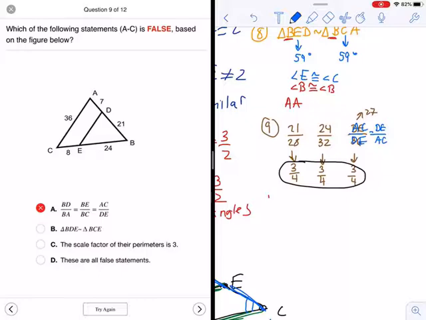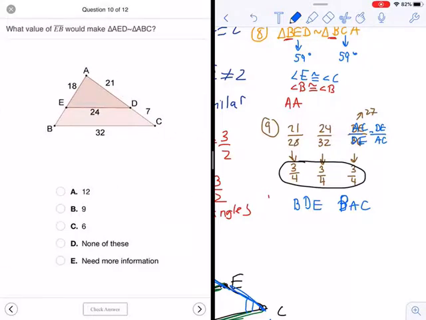All right, writing the similarity statement, BDE should have been BAC. That's not how it's written. The scale factor is not 3. They're all false. So I was saying some true stuff, but I got tricked by this problem. Look at me. I'm so embarrassed, kind of.